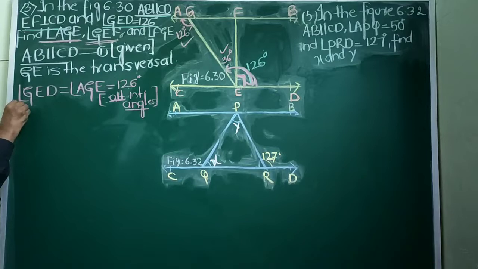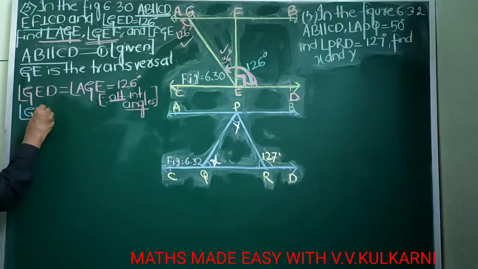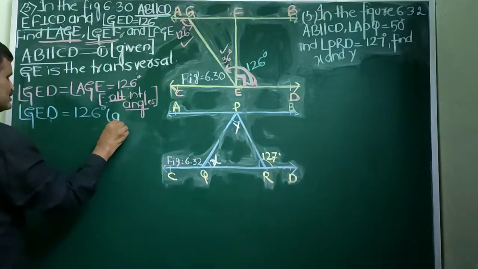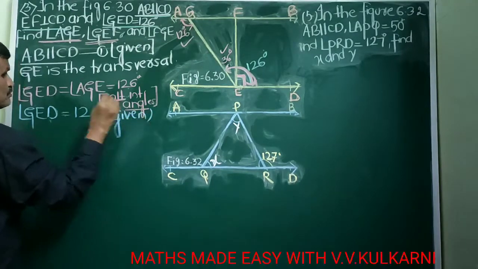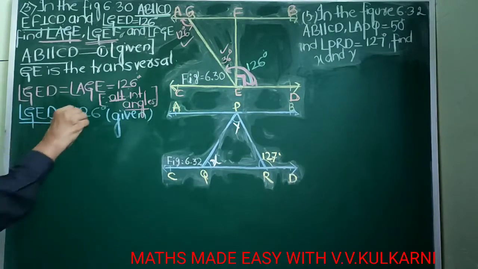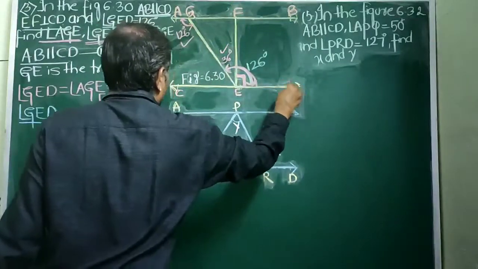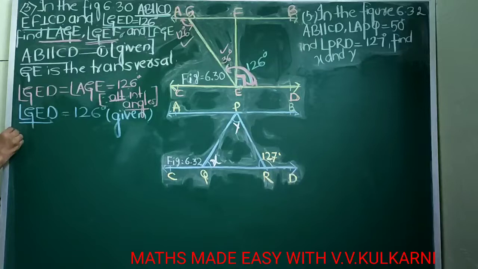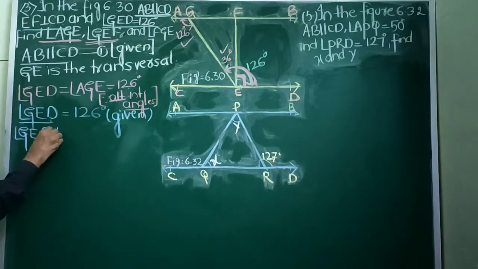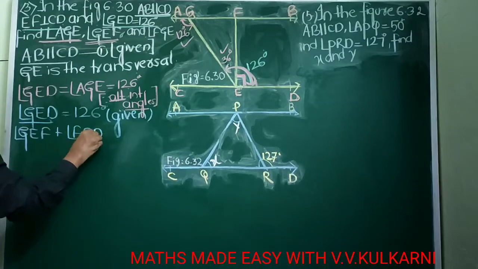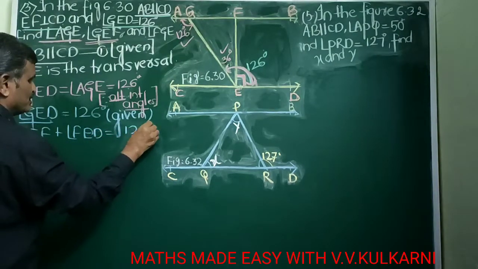Actually here, angle GED is equal to 126 degree. And this is not my sentence, it is given in the book. So if angle GED is 126 degree, GED is nothing but GEF plus FED. So what I write here, GED is equal to angle GEF plus angle FED is equal to 126 degree.